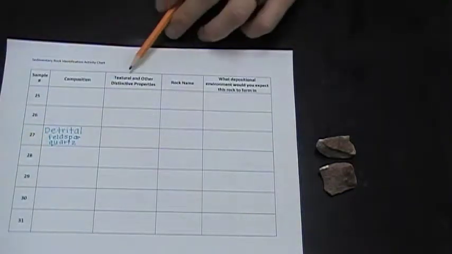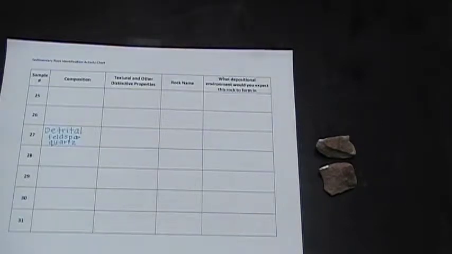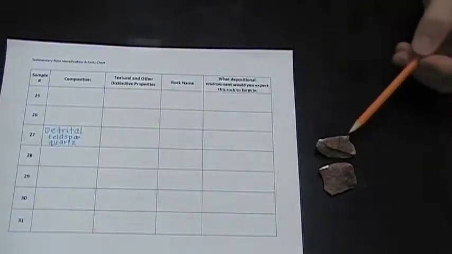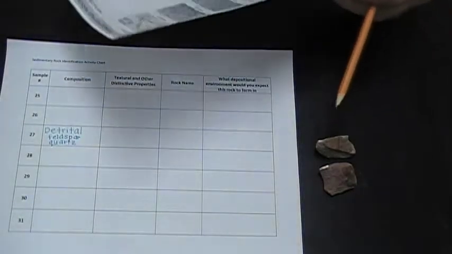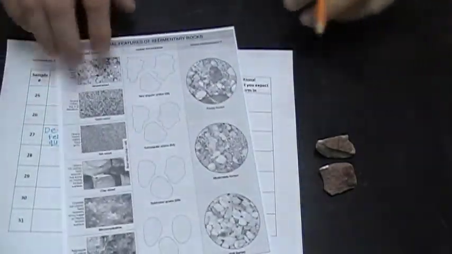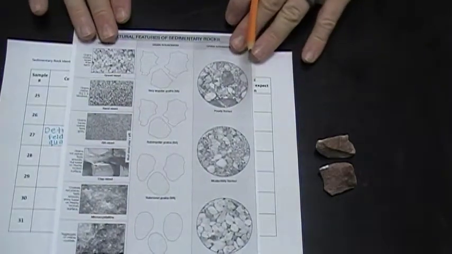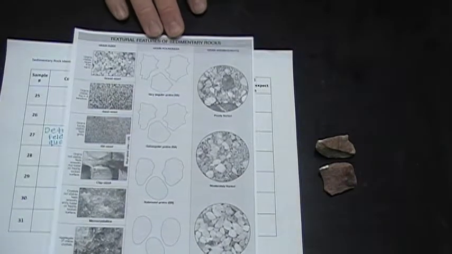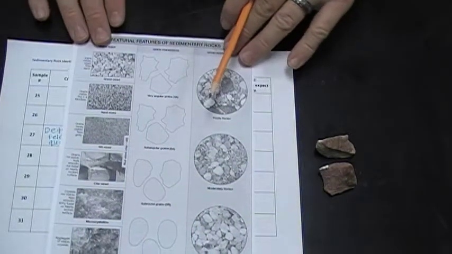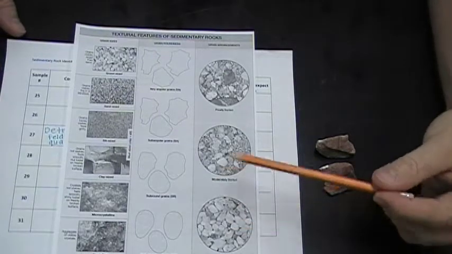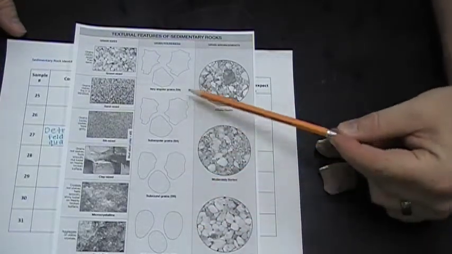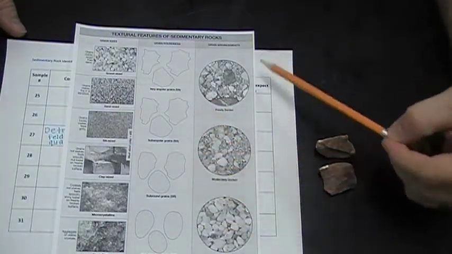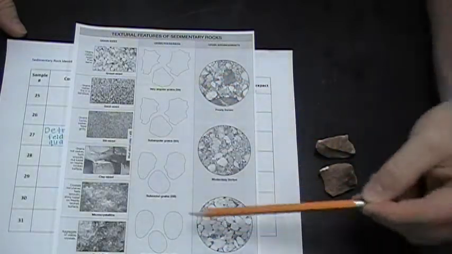Now, on to textures or other distinctive properties. In this one here, okay, we're going to start off with looking at our textures. So again, here is a copy of one of our textures of sedimentary rocks. Again, this can be found on our learning management system. And if we want, we can look at stuff here and we can see that we have our roundness, okay, and our sorting. Again, to give you an idea of what we are looking at.